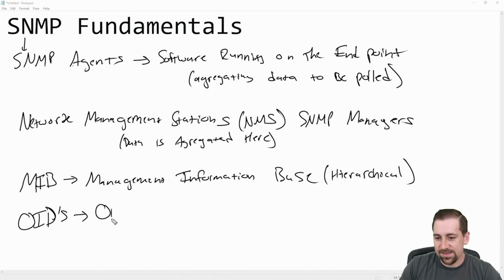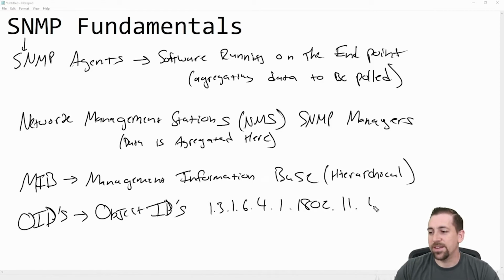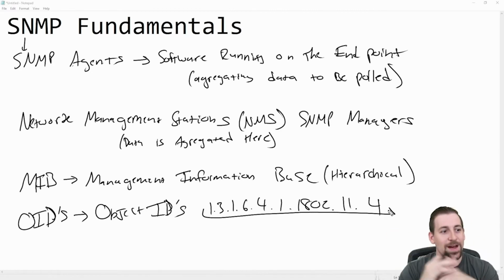These are called object IDs. Object IDs are used in all kinds of places in computing, and they look similar, in my opinion, in a lot of computing environments. But in this case, they look like this: 1.3.1.6.4.18.2.11.4. This is just a sample OID off the top of my head. I'm not reading it off anything; I literally just came up with these numbers. But that's what it is, and that's what it looks like.